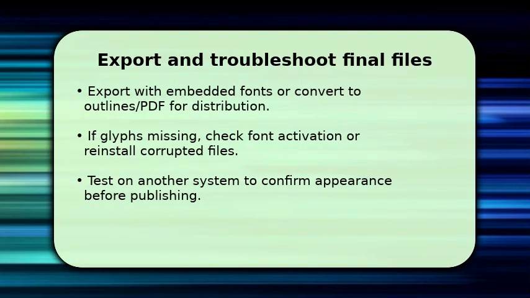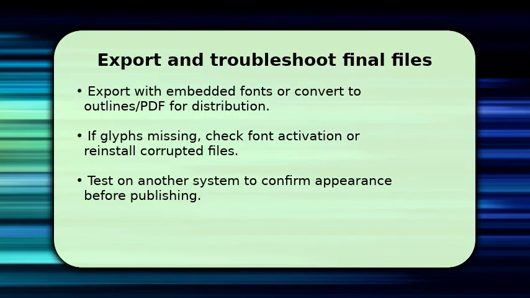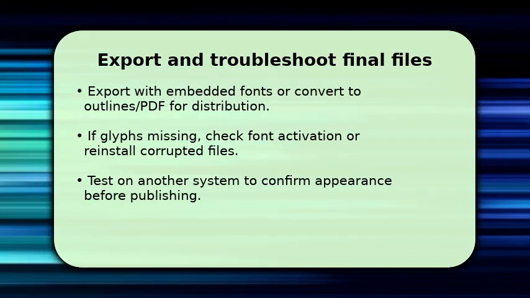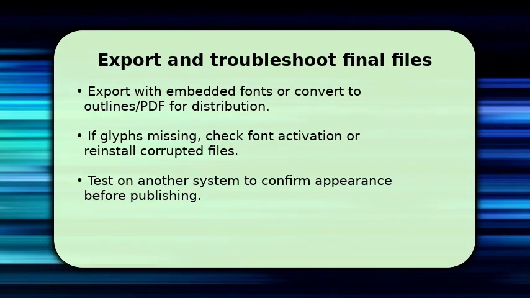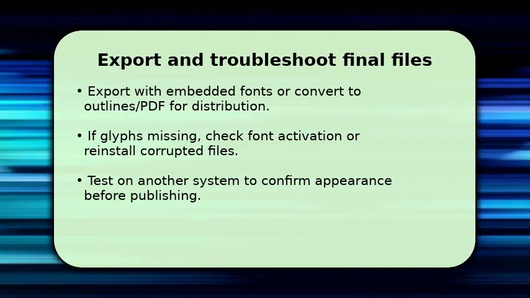PDFs are usually best. If glyphs appear missing or substituted, check that the AA font is active, reinstall the specific family, and clear system font caches. Make sure you aren't exceeding licensing limits for embedding. Finally, test the output on another computer or device to confirm visual parity. This catches substitution issues early so you can fix activation or export settings before publishing.